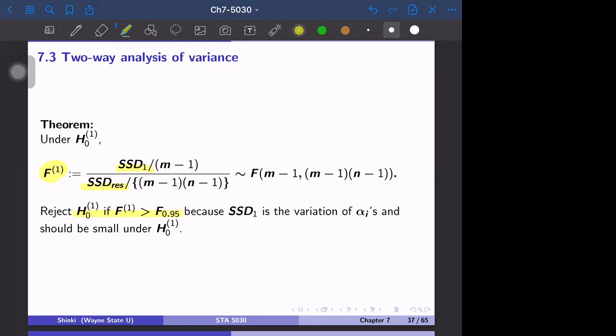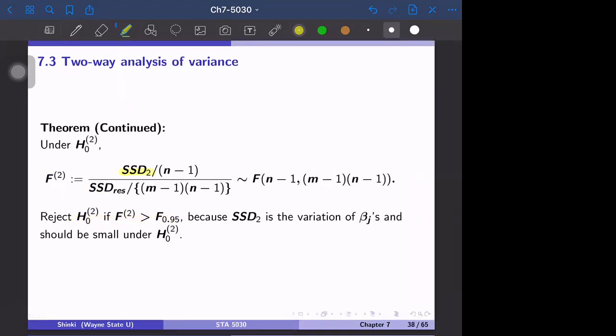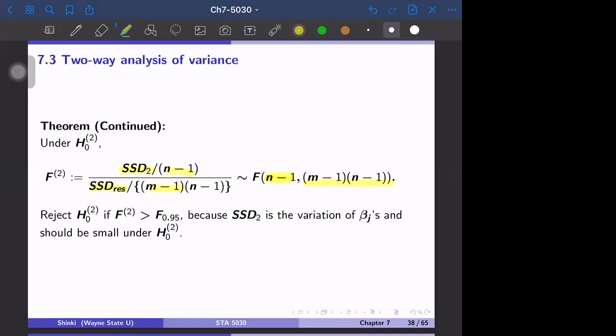And the same test for factor 2. So if SSD2 over SSD residual, with some adjustment, is larger than some value, then we reject the null hypothesis. And the degrees of freedom correspond to the number of levels. In the previous slide, it's the same. And for the second factor, we have n levels, so the degrees of freedom is n minus 1. And the overall degrees of freedom for residuals is m minus 1 times n minus 1. So this is the basic two-way ANOVA testing scheme.